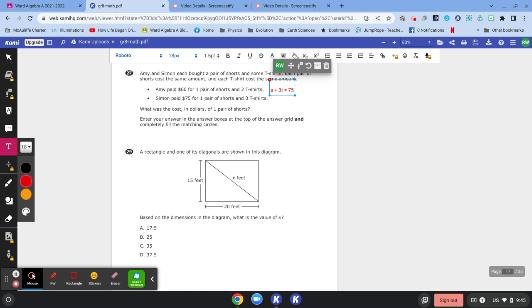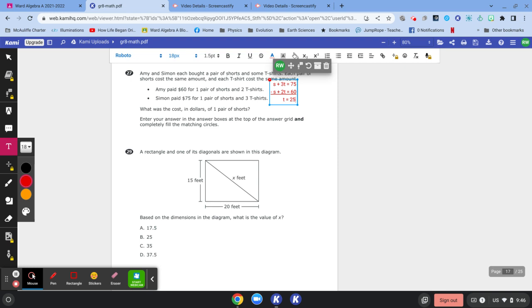So I'm going to go here and I'm going to subtract these equations. I reversed the order of them so that I would end up with positive numbers. Okay, so I know that I will get no S's, and I'll get just one T when I do 3T minus 2T, and then I'll get 25. So I know that a t-shirt is 25.